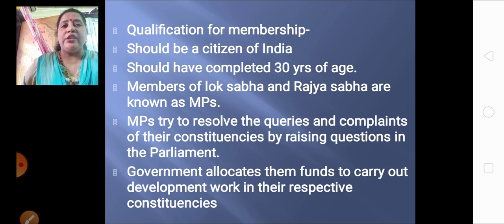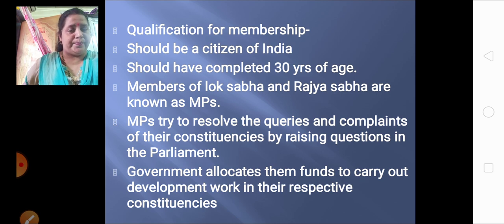Now, what is the qualification needed to become a member of the Rajya Sabha? To become a member of the Rajya Sabha, one should be a citizen of India and should have completed 30 years of age. Okay, this is the qualification for membership. Now, those who are the members of Lok Sabha and Rajya Sabha are known as MPs, that is Member of Parliament.